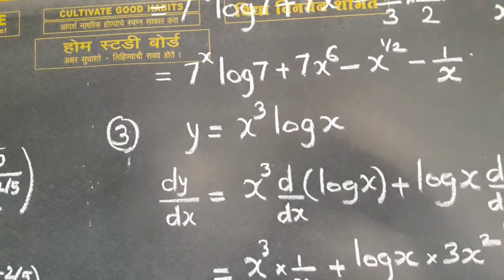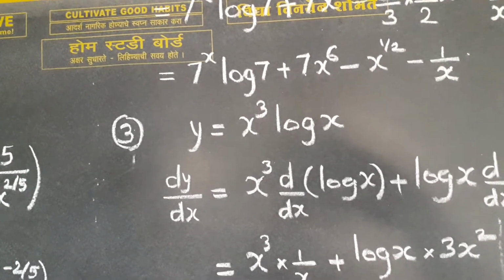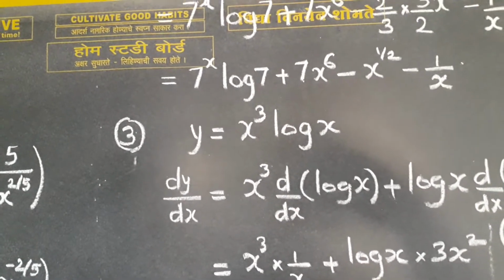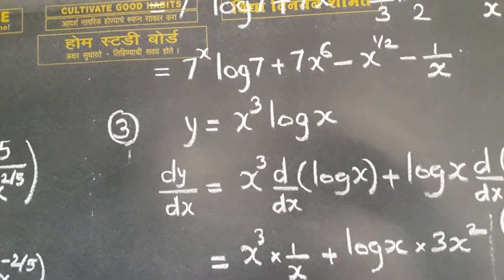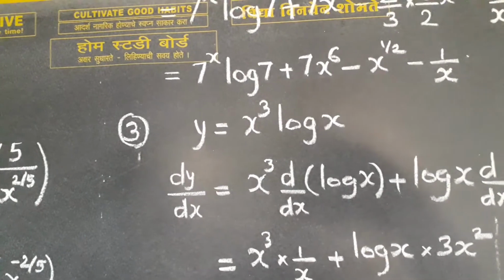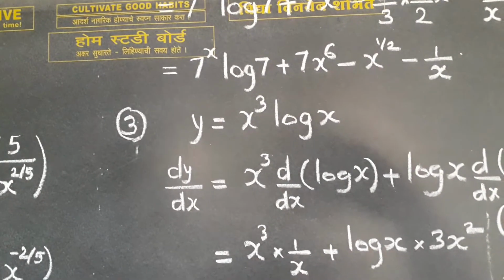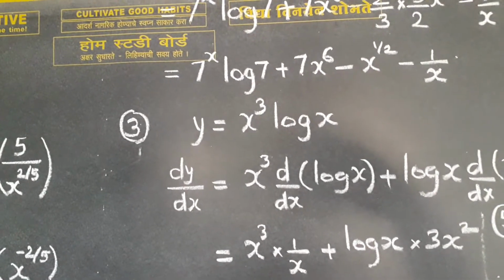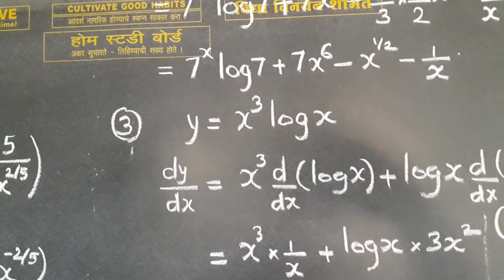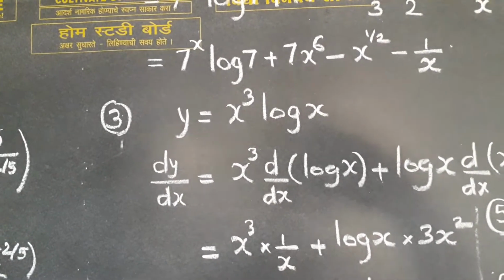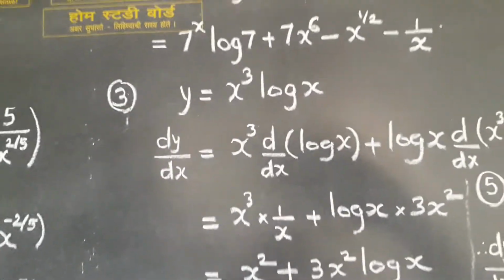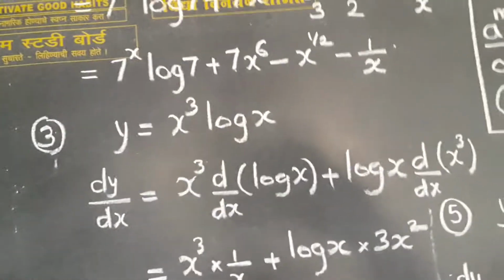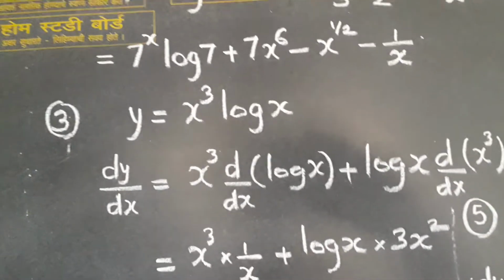But for the only one term, is there any multiplication or division? I can see x cube multiplied by log x. So when you are reading it, you always come to know that there is a multiplication. So we make use of the multiplication or product rule of derivative. The product rule of derivative says that dy by dx is nothing but the first factor, write it as it is.